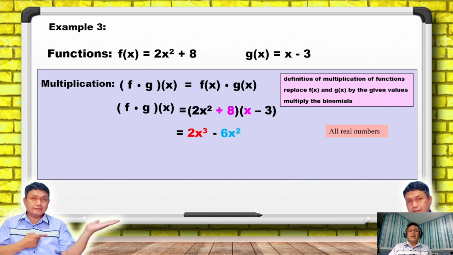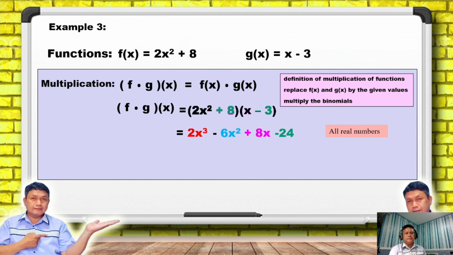And positive 8 times x, the answer is, okay, positive 8x. And last, yung last term na tinatawag, yun yung nag-green. So, positive 8 times negative 3. So, the answer is negative 24.